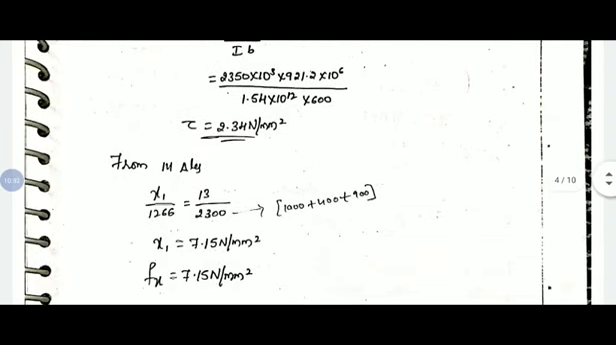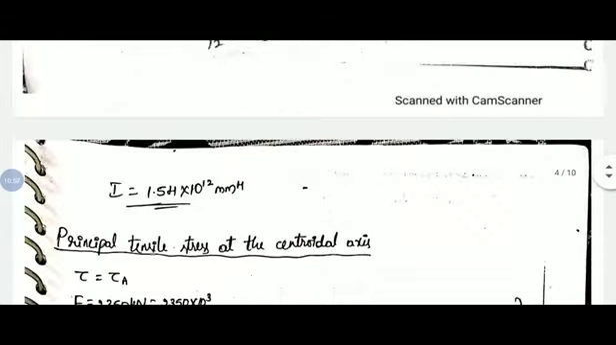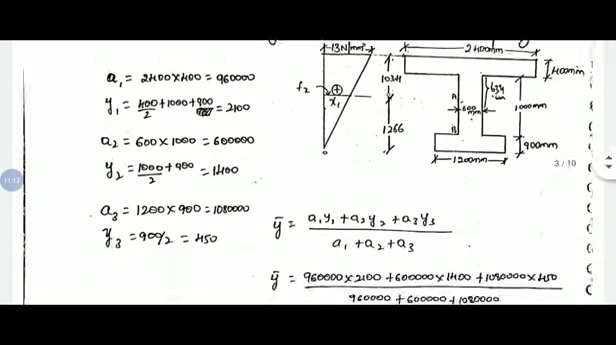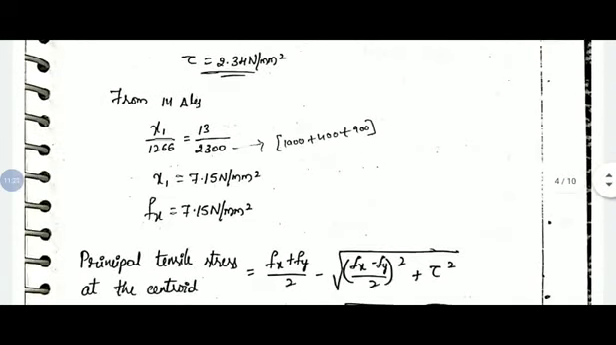So Fx at the topmost fiber is given. If you observe this triangular figure, the topmost fiber is under a stress of 13 Newton per mm square, but we need to calculate Fx at the level of the centroidal axis. By using the similar triangle method we can calculate x1 here. So x1 by 1266 is equal to 13 by 2300, which is the overall depth of the section. On simplifying, x1 we get 27.15 Newton per mm square. That will be treated as Fx.